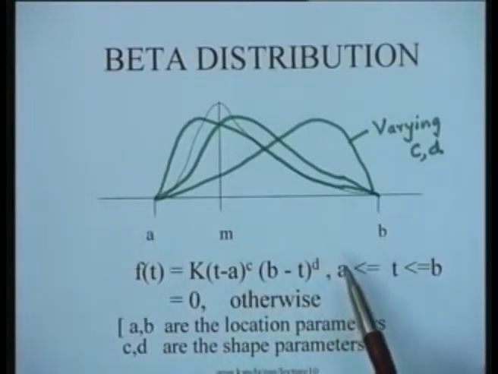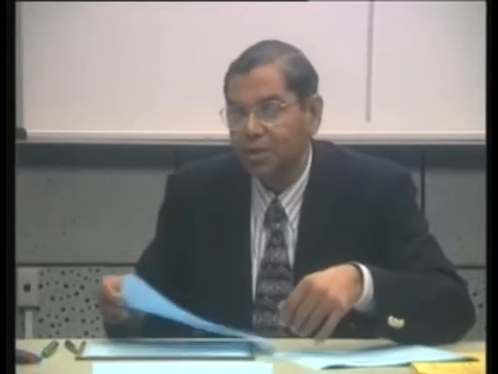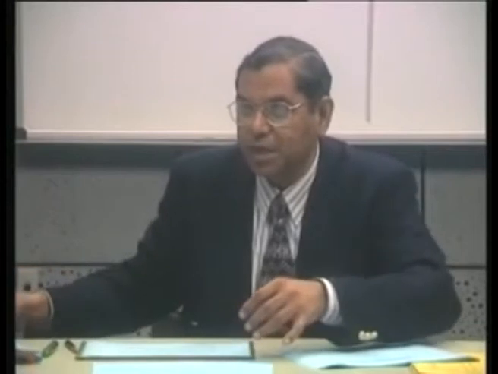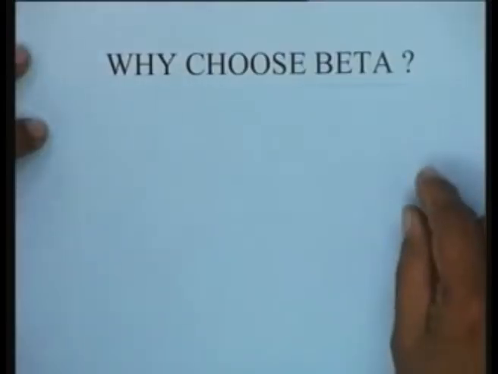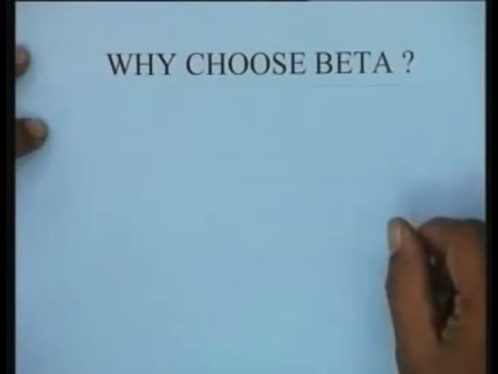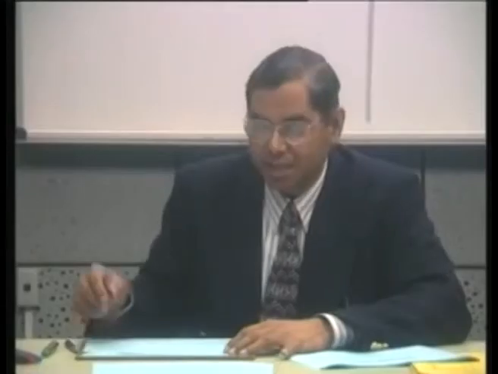So this is a beta distribution which is chosen by the originators of PERT to represent the activity times. A question that arises at this stage is, why did the originators of PERT choose a beta distribution? Why didn't they choose any other distribution? So this is a question, why choose beta when there is a plethora of distributions available? Why did they choose beta?